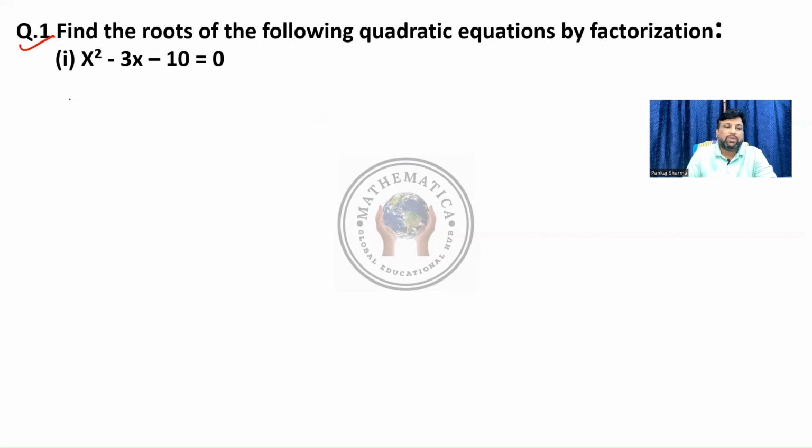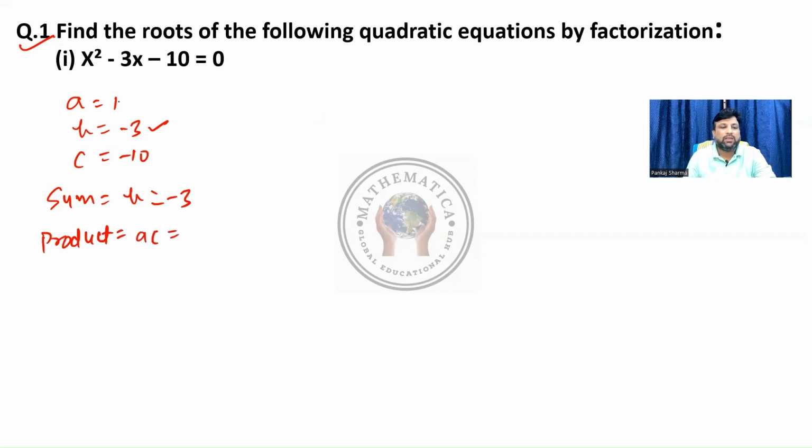So let's see. Here we know that the coefficient of x square is a, that is 1, b, the coefficient of x, is -3, and c is -10. We need to find two numbers such that their sum is equal to b, that is -3, and the product is equal to ac, where a is 1 and c is -10, so it will be -10. So we need to find the prime factors of 10. 10 divided by 2 is 5, and 5 divided by 5 is 1. So we can factorize 10 as 2 into 5.